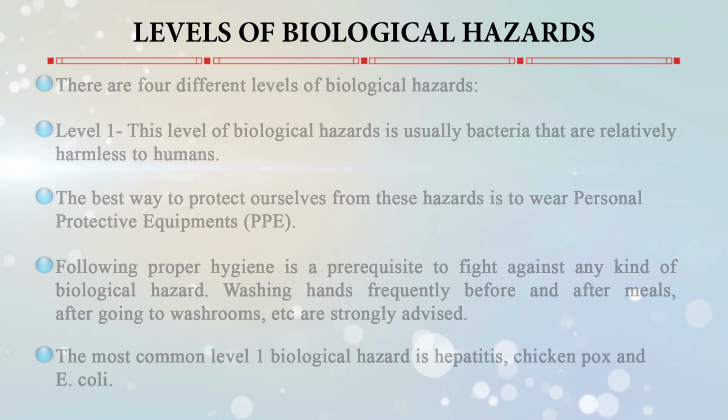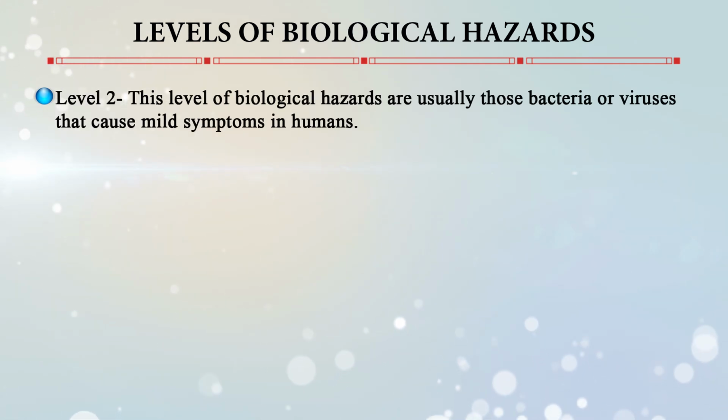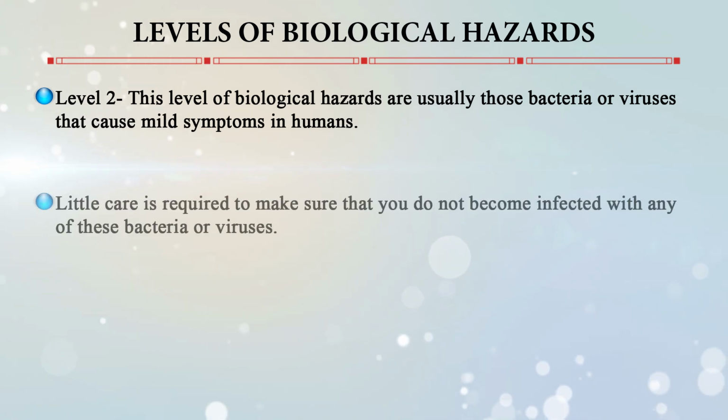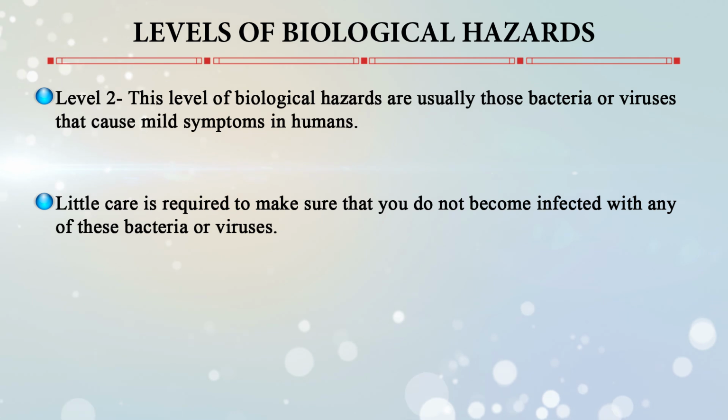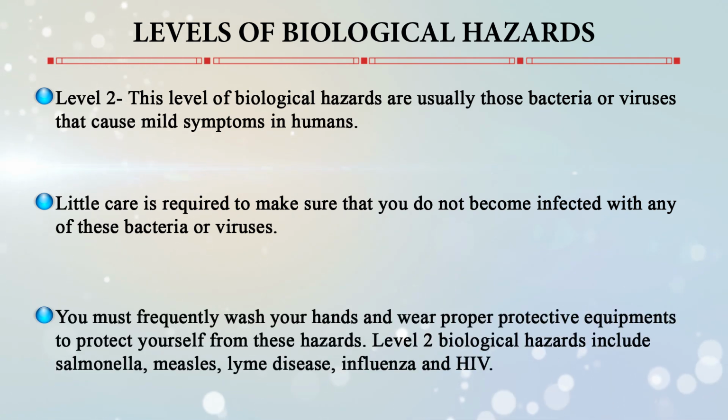Level 2. This level of biological hazard usually involves bacteria or viruses that cause mild symptoms in humans. Little care is required to make sure that you don't become infected with any of these bacteria or viruses. We must of course wash our hands frequently and wear the PPE so that we can protect ourselves from these hazards. Examples of level 2 hazards include salmonella, measles, Lyme disease, influenza and also the human immunodeficiency virus.